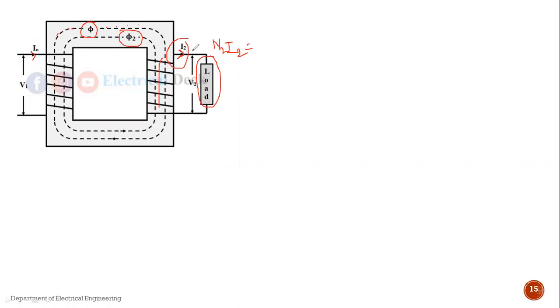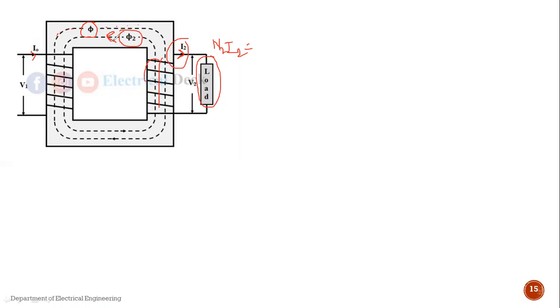So due to this current flowing from the secondary side, it will set up some flux in the secondary side. Secondary side ला ते काय करेल, flux set up करेल. Okay, that means it will set up some flux in the secondary side. So this flux can be represented by phi 2. Okay, but one condition is that the direction of this flux produced due to the secondary current is opposite to that of the primary flux.